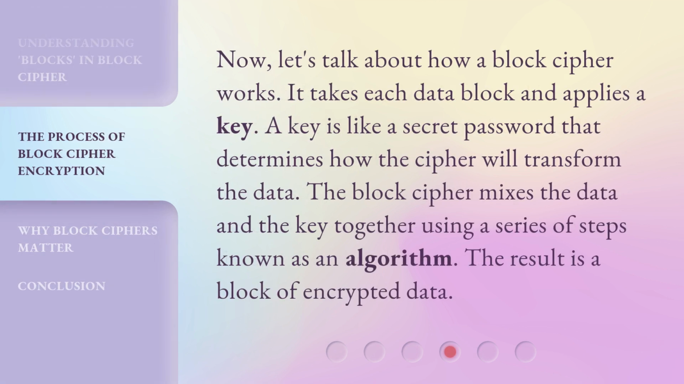Now, let's talk about how a block cipher works. It takes each data block and applies a key. A key is like a secret password that determines how the cipher will transform the data. The block cipher mixes the data and the key together using a series of steps known as an algorithm. The result is a block of encrypted data.